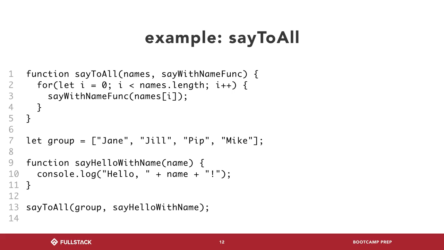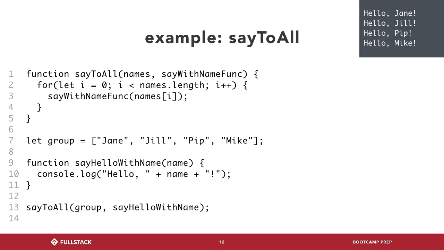Yeah, I mean, the rest of these are, once again, just very simple applications. Here, what we're doing is we define a bunch of variables, but on line 13 is really when we execute our code, if you will. We're passing in something called group to say to all. Group is an array with 4 names. Say to all is a function. We're passing in group, and then we're passing in says hello with name. So this is a function.